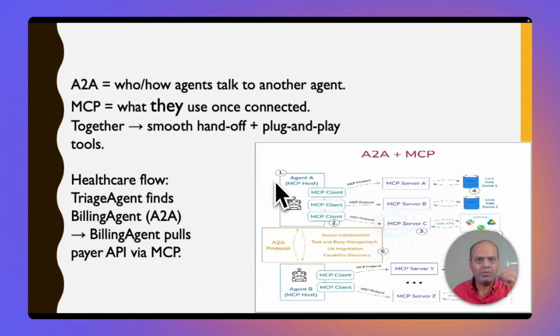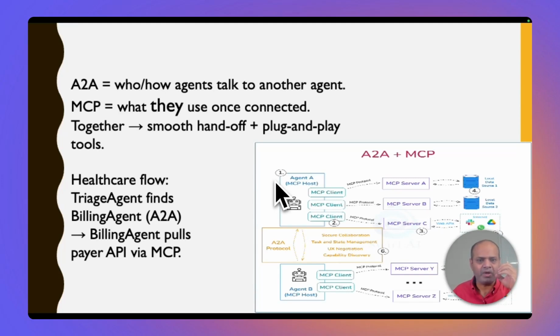A2A handles who and how to talk to another agent. MCP is what they use once they are connected. So together, you get smooth handoff and plug-and-play tools. I won't repeat the example. You can see where these protocols fit.